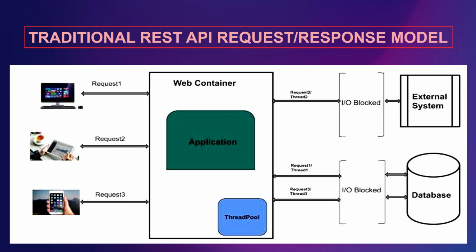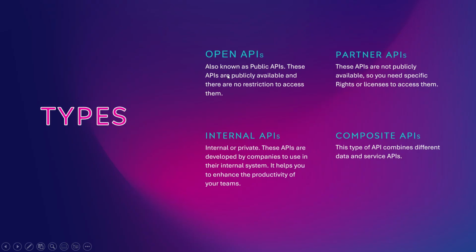Now let's look into the different types of APIs. There are four types of APIs based on access restrictions. An open API is just a public API, so these APIs are available to all users without any restrictions. Next is the internal API, which is a private API available inside an organization. If you're working in an organization, they will build some APIs, and they are available inside those applications only.